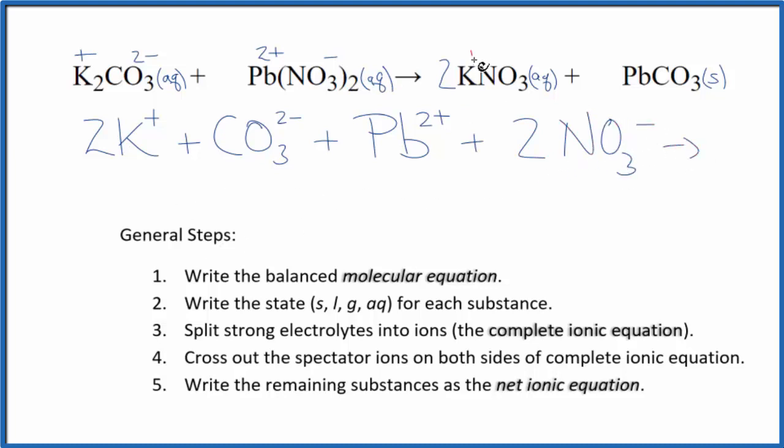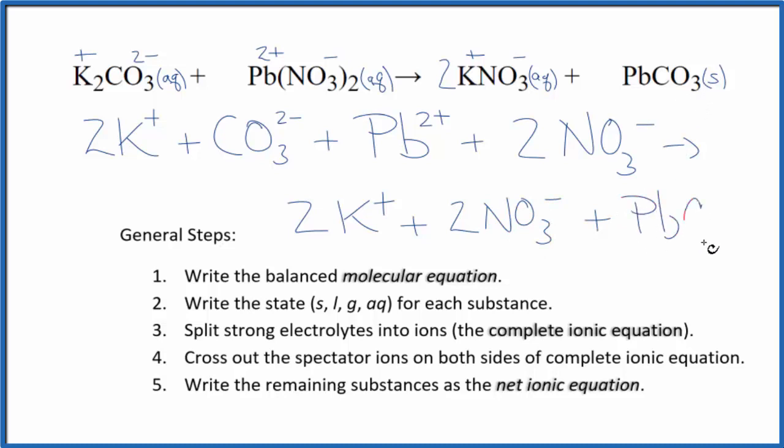For the products, we have 2 potassium ions again, plus 2 nitrate ions. And then for the lead(II) carbonate, it's a solid. So we don't split solids apart in a net ionic equation. So this stays together. This is what we call the complete or total ionic equation.